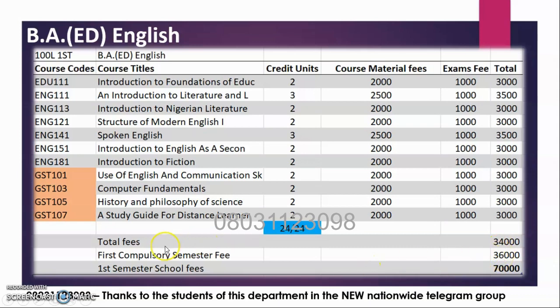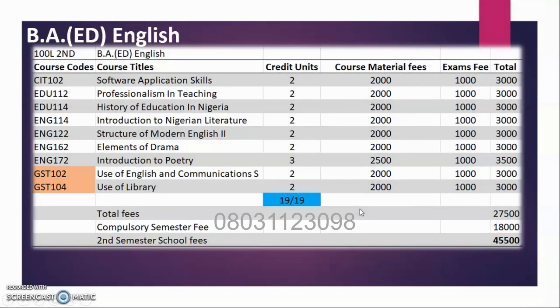So for the first semester, 100 level, you'll be paying a compulsory fee of 36,000. It's a standard. So add it to the payment for the course registration, so you'll be having 70,000 to pay for the first semester, 100 level. Then second semester, the same 100 level.